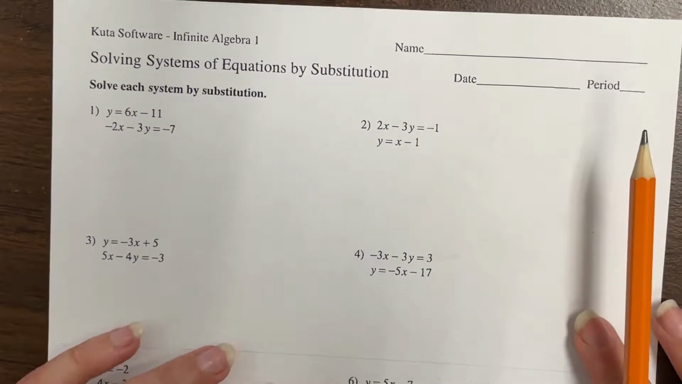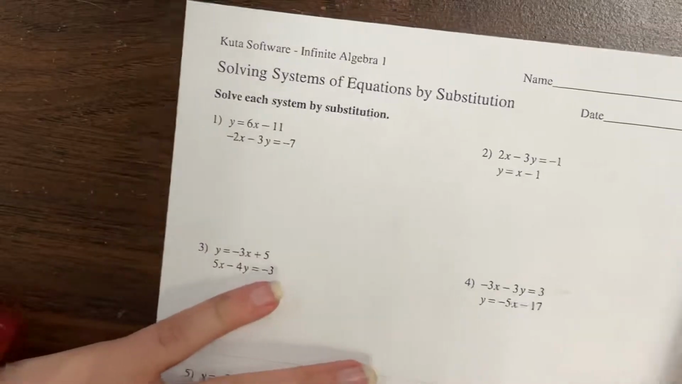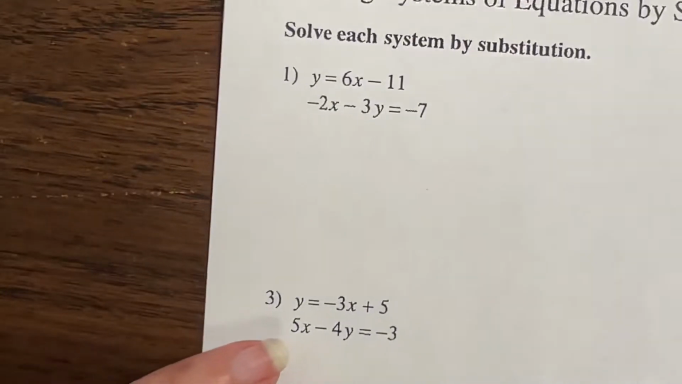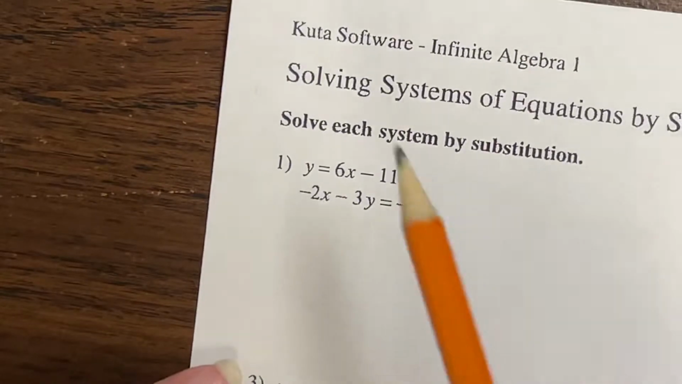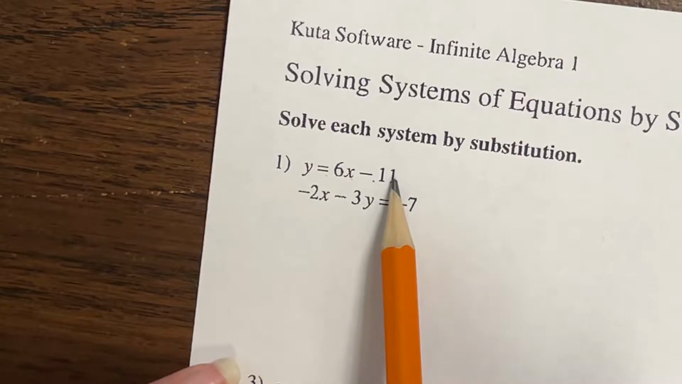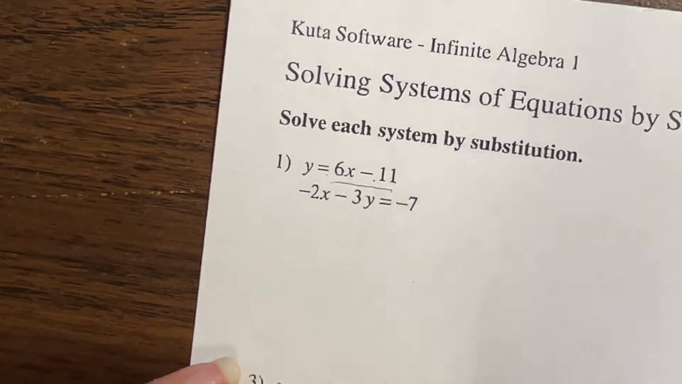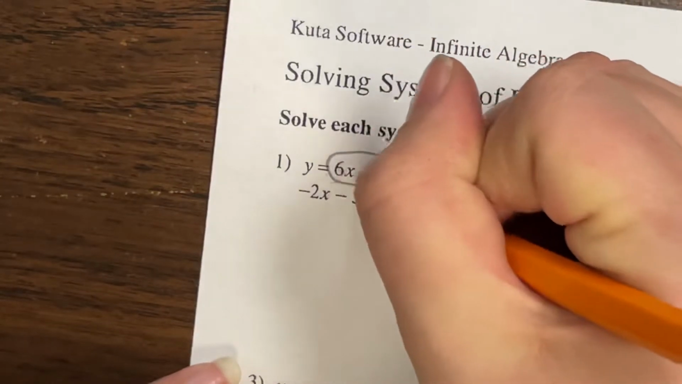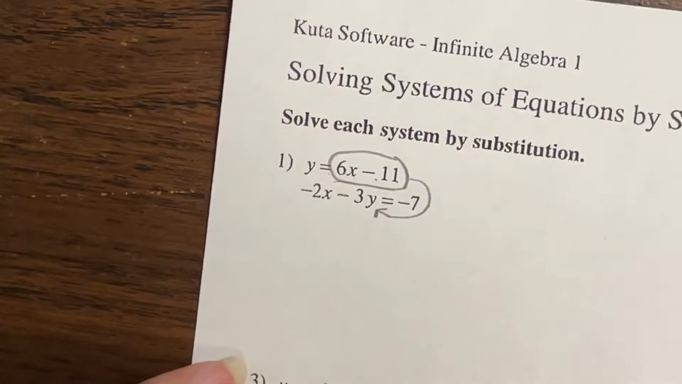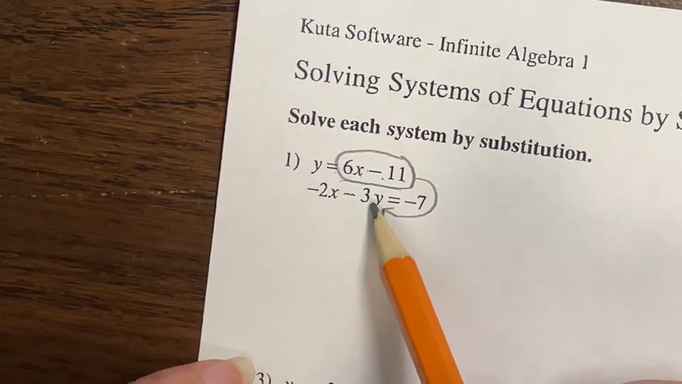All right, here is the homework for January 11th. We are substituting. So this first problem says y equals 6x minus 11. That tells us right there what y is. So we can take this information and plug it in for that y. Then we'll be able to replace the y and solve for x.